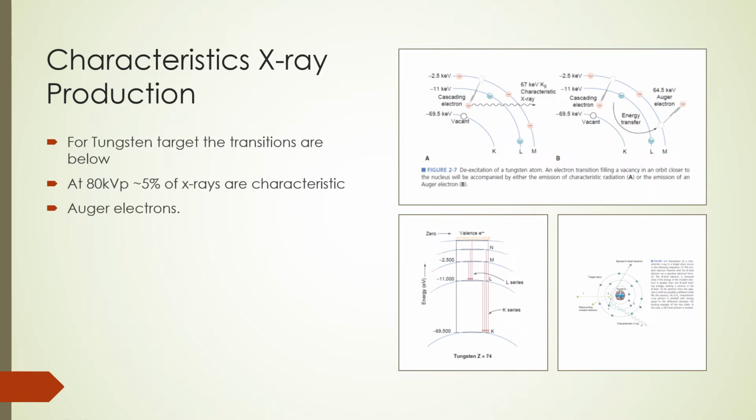Although most of the kinetic energy of electrons produces heat in the anode, of the small proportion that produce X-rays, 5% of that is characteristic X-rays. These transitions shown in the bottom left figure lead to characteristic X-ray production. The ejected electron can eject other electrons from lower energy levels. These electrons are called Auger or transfer electrons. This is shown in the top right figure.